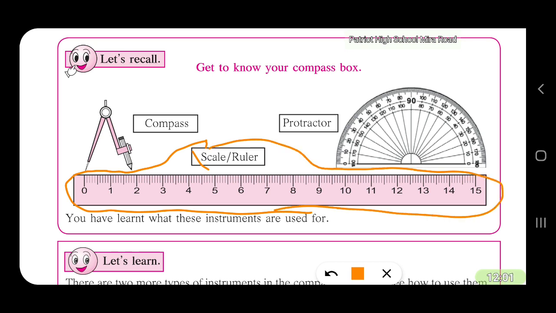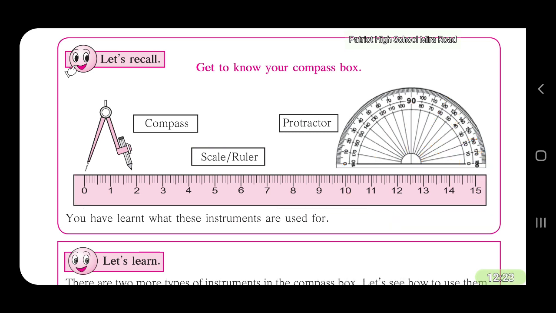Then the protractor. The protractor has markings in angles. It has the shape of a sun. You can see it appears just like a sun, with rays coming out. It is half the sphere, half the circle. The protractor is half the circle. If you draw the complete circle, it will be 360 degrees. Now it is only 180 degrees.